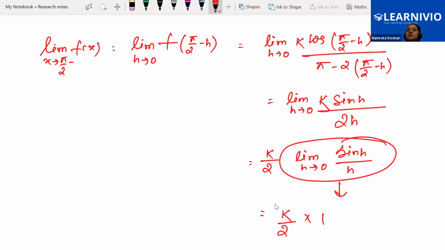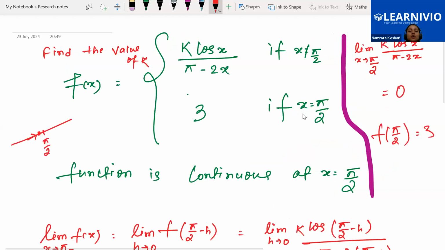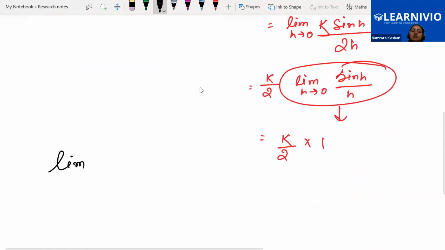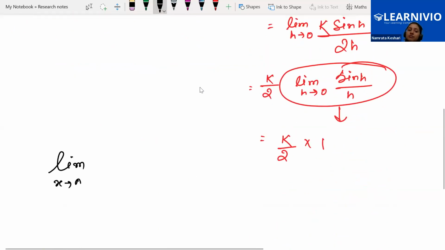So this approach we have to apply over here. We are getting k by 2 into 1, and now we can understand that this is just the left hand limit. If we take this equal to the function's value at pi by 2, we will still be able to find the value of k, right? Yes, ma'am. However, we will find the right hand limit also. In the complete solution we will not show it, but we will be finding the right hand limit also of f of x.